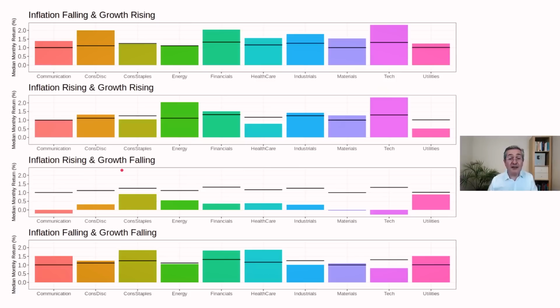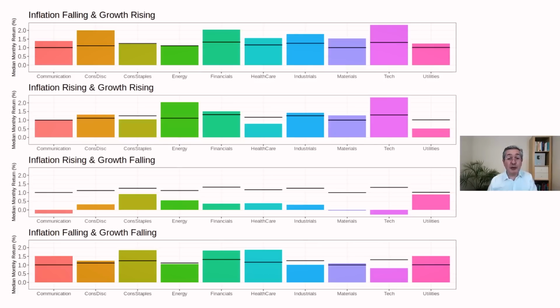The really toxic environment for equity is when inflation's rising and growth is falling. Every sector, when that happens, is below its typical return, with cyclical sectors being the ones which fall most below their average return. So communication, materials, tech, all of those have an awful time in this quadrant, whereas defensives like utilities, consumer staples, but to some extent energy as well, aren't so badly impacted.